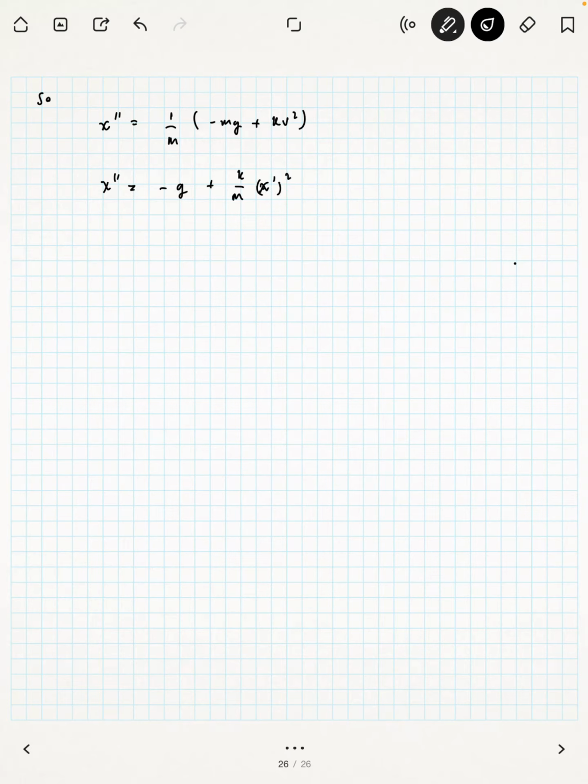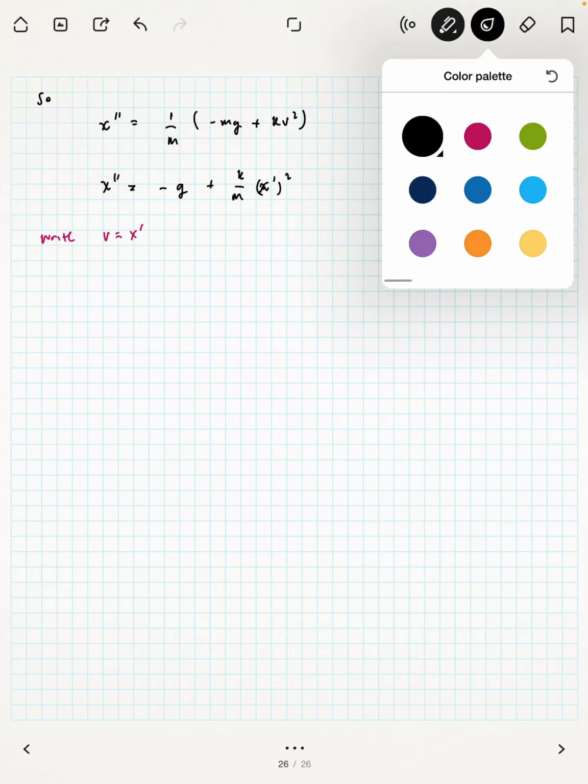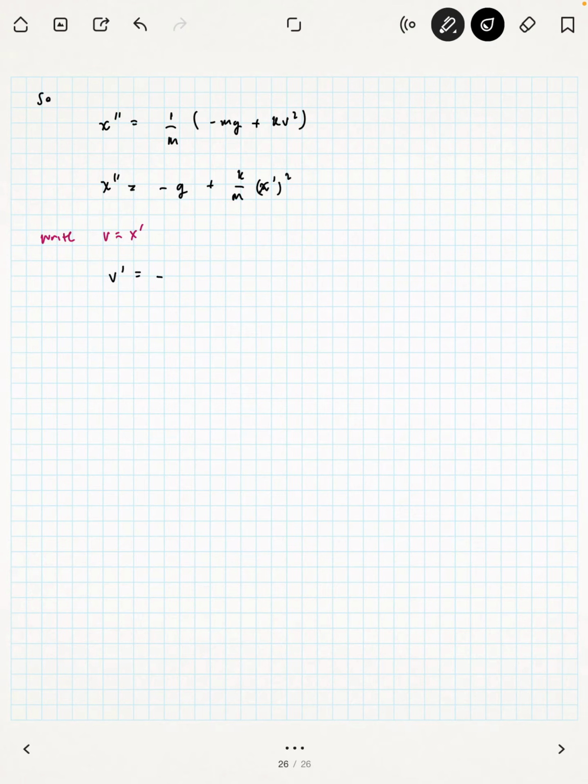And we can write that actually as x prime squared. So now we have a differential equation that relates not only to the second derivative of x, but also the first derivative. And in fact, what we usually do is write v equals x prime. So going backwards now, instead of replacing v, we'll replace x double prime. We get v prime equals negative g plus k over m v squared. And so we get an ordinary differential equation that is non-homogeneous of first order.